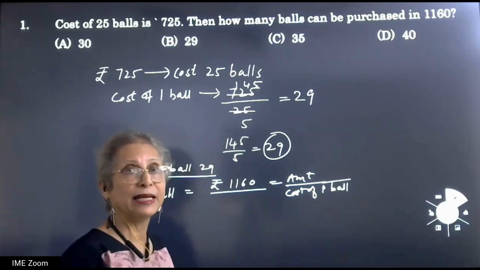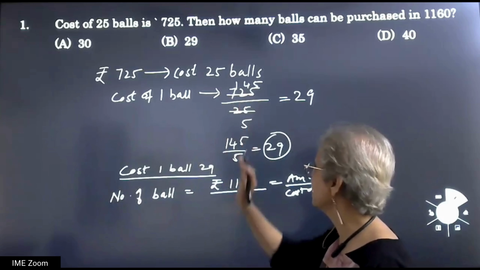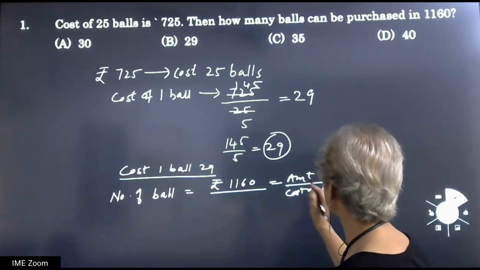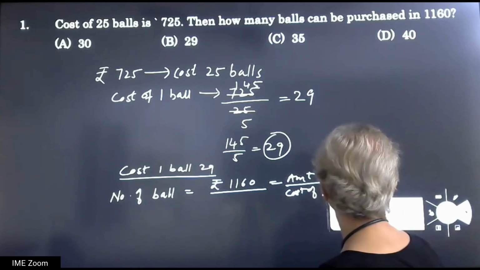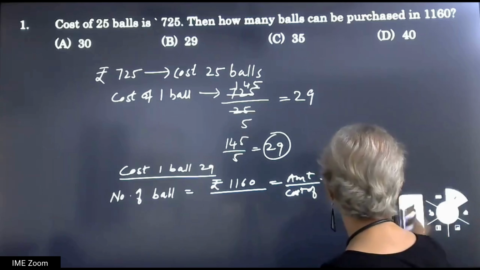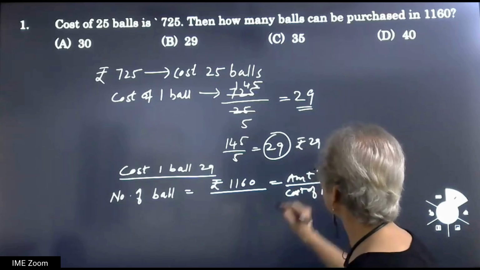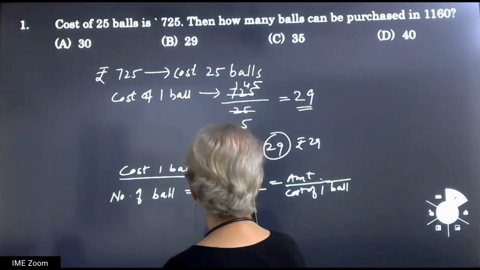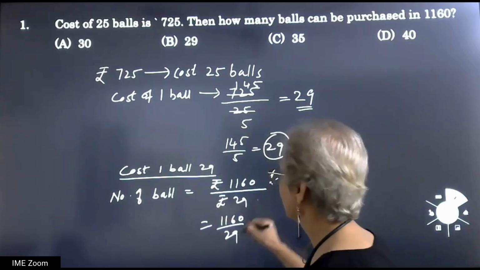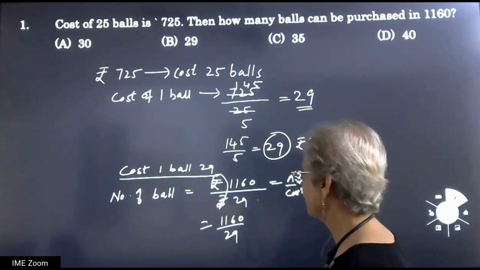Just now, as I have told you, many times it is division two times also. In this first sum only we got this. Here also we did division and here also we have to do division. So the amount divided by the cost of one ball. What is the cost of one ball we got? This is rupees 29. So here I will write rupees 29. Do division, 1160 upon 29. While doing this type of, in other words, this is also called a ratio, and at that time we don't write the unit. Therefore I have done like this.